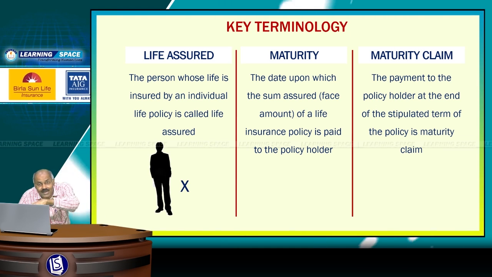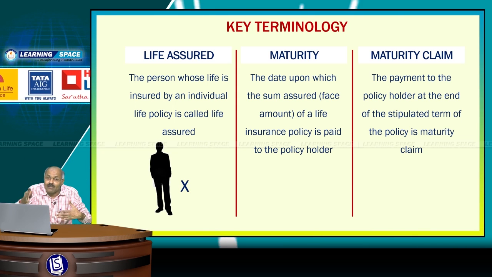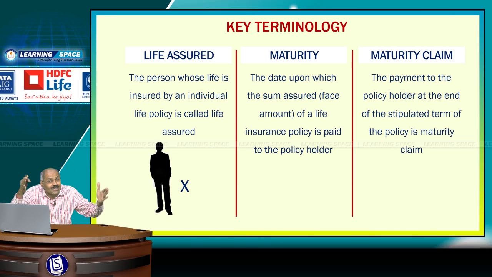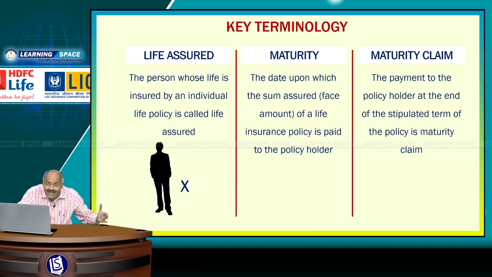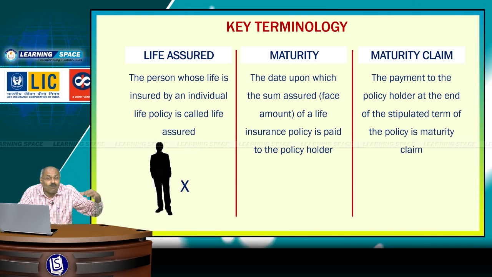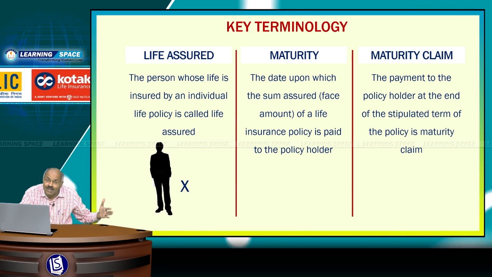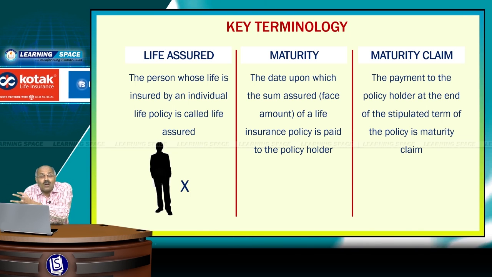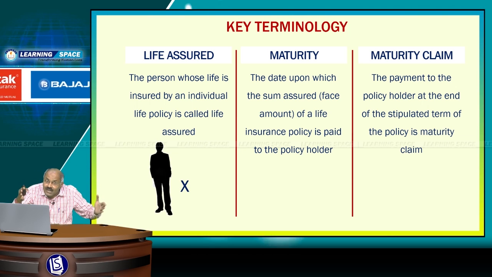The payment to the policy holder at the end of the stipulated term of the policy is a maturity claim. So, maturity date is the date on which the agreement between the insurer and the insured ends. Maturity claim comes after the contract period, after the agreement between insurer and insured ends. Whatever is promised by the insurance company will be paid to the insured once the term of the policy is over. So, maturity time is the time up to which there will be an agreement between insured and insurer. Once the period is over, then the maturity claim will come. As per the terms and conditions of the insurance policy, the insurer will pay the insured the maturity amount after the maturity date.